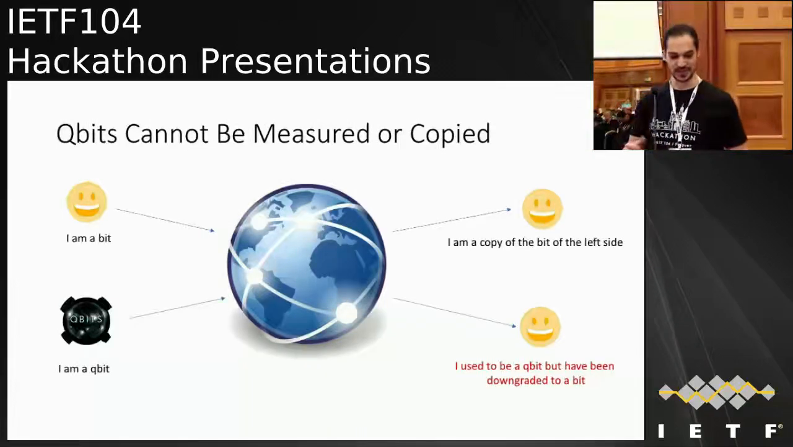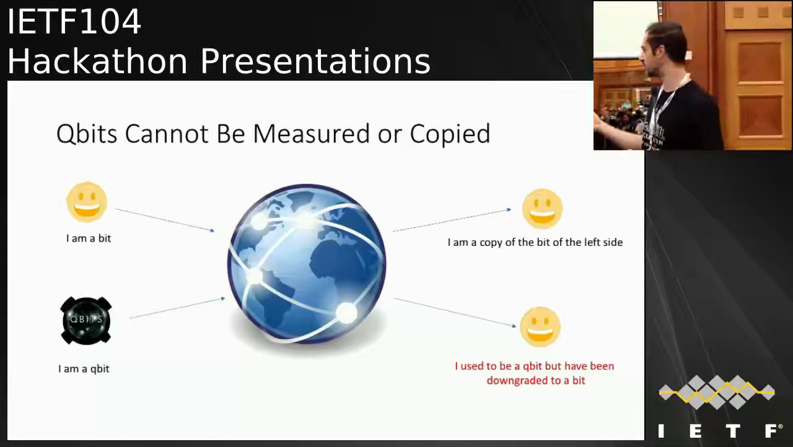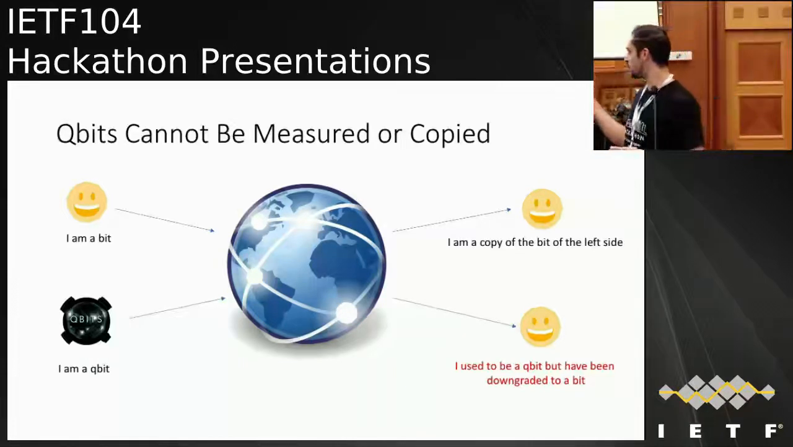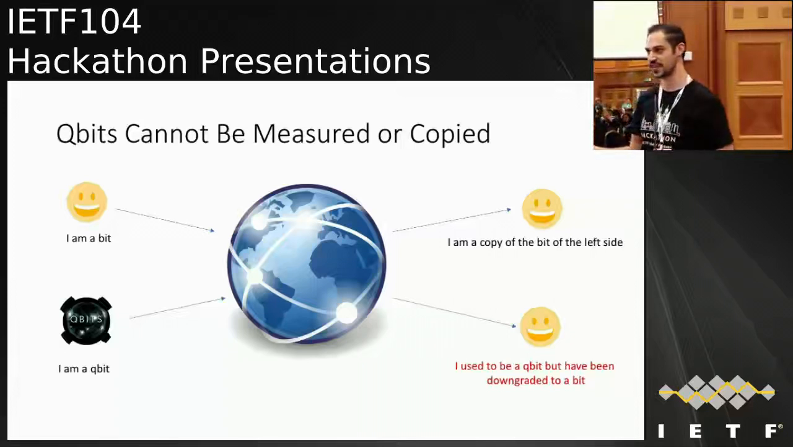So it's very problematic when it comes to qubits because they can't be measured or copied. With classical bits, I simply copy it, inject it into the network, and transfer it over the internet. But for a qubit, if I copy it and inject it into the network, it will be downgraded to a normal bit. So it loses its special properties, and we can't use it for quantum computing anymore.